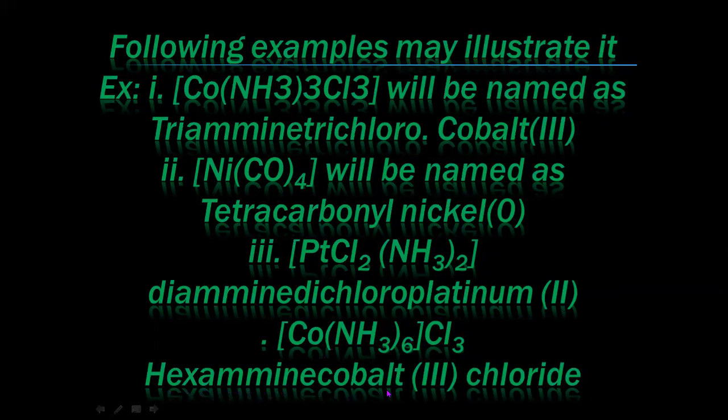Similarly, hexaammine cobalt(III) chloride. These 3 examples are for molecular state or non-ionic. This is cationic form. Here it forms cation and these will form anions. Therefore, for both these cases, molecular or cationic, we will write the name of the metal as it is and then the oxidation state.